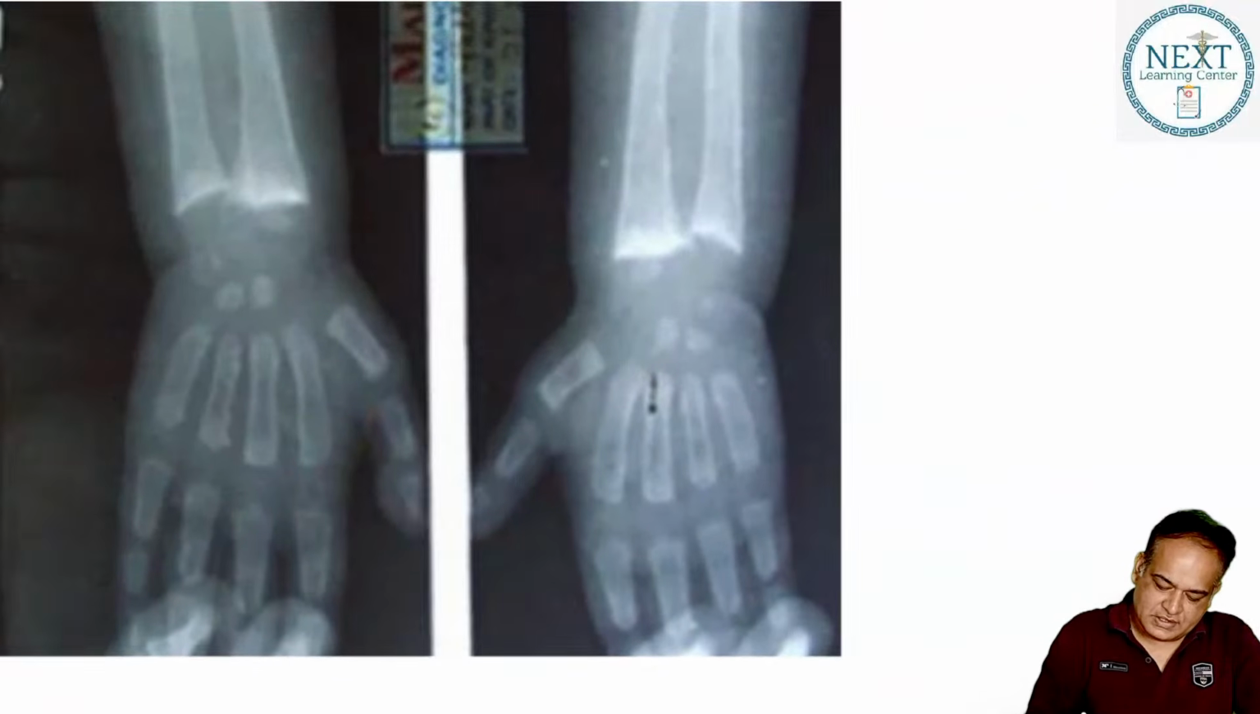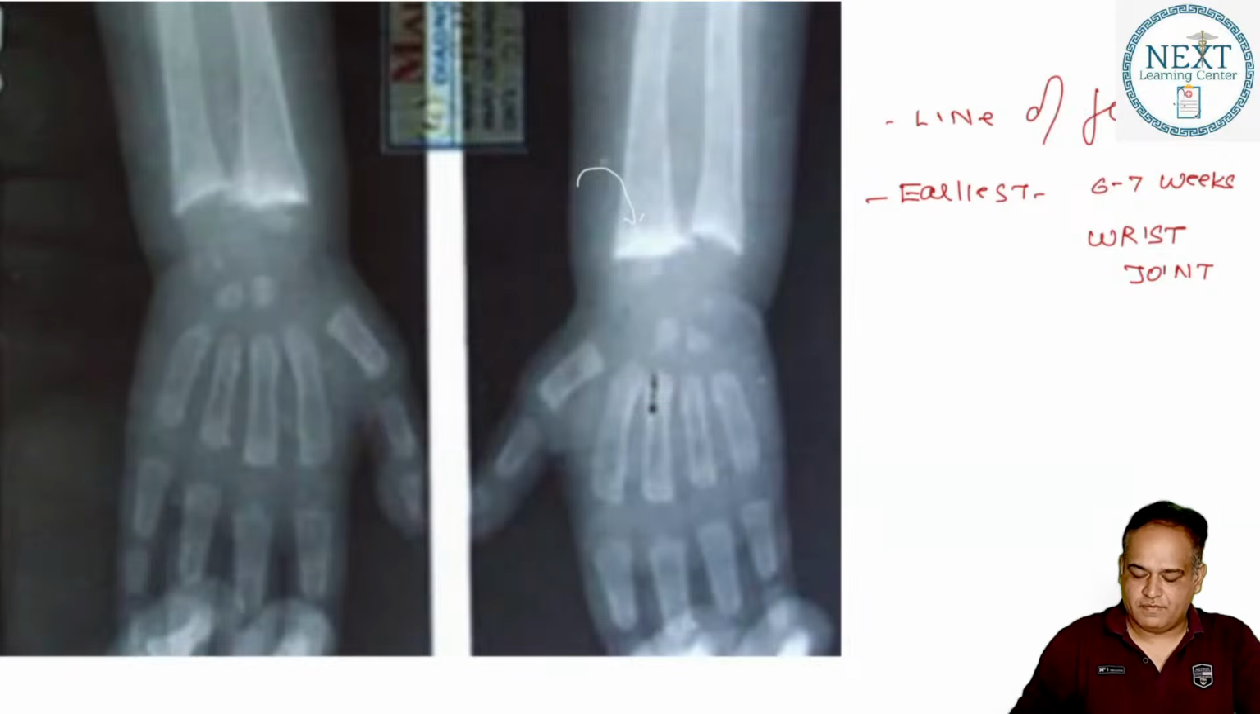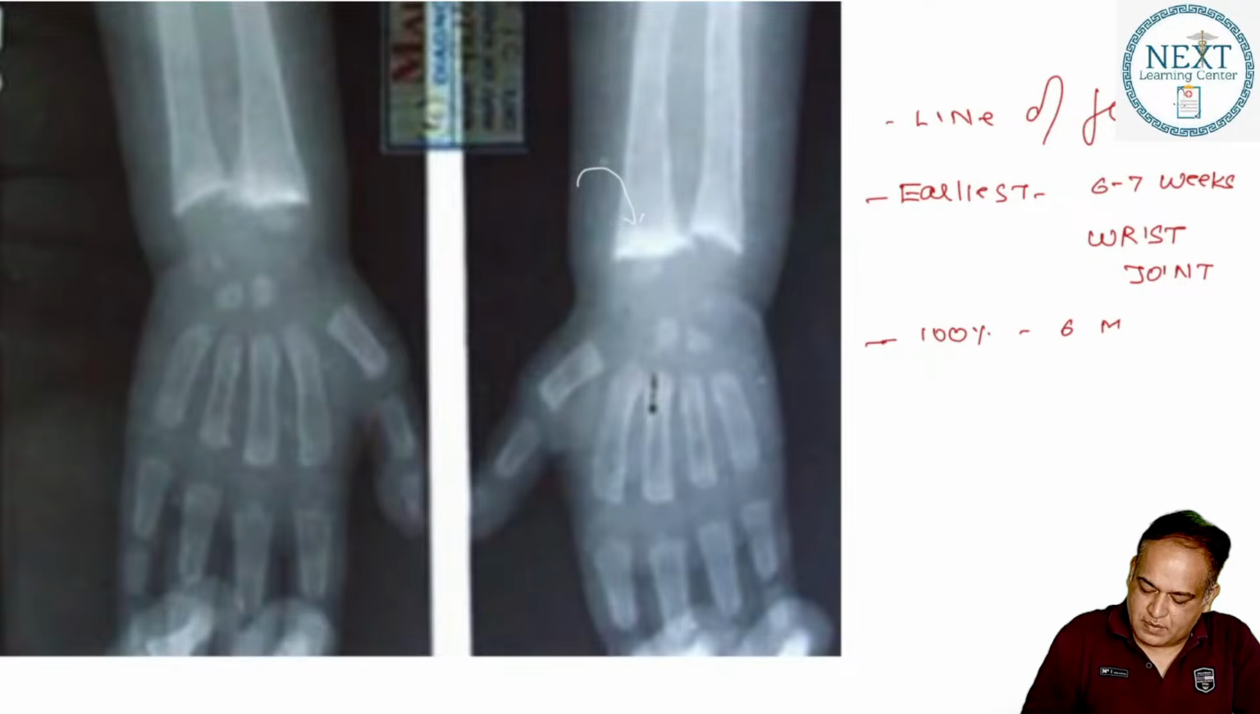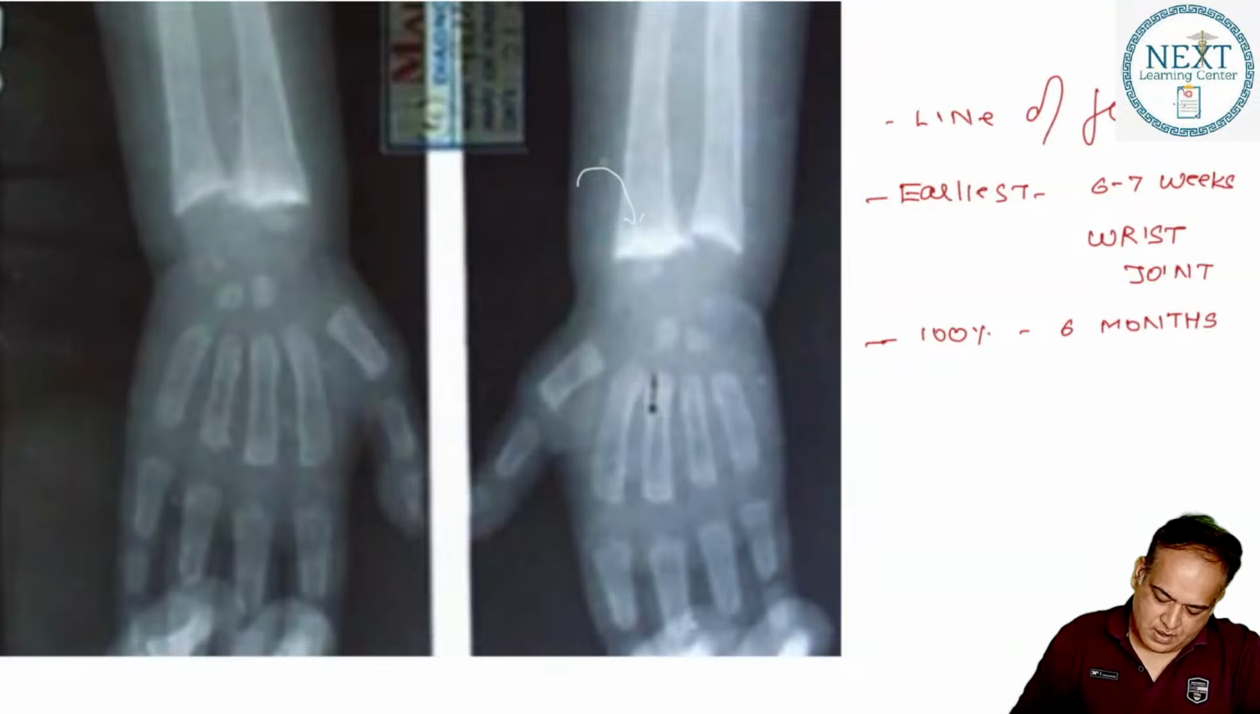And this is white line of Frankel. Earliest it is seen at 6 to 7 weeks, and it is seen at wrist joint. Then in 100% of patients it is seen by 6 months, right?